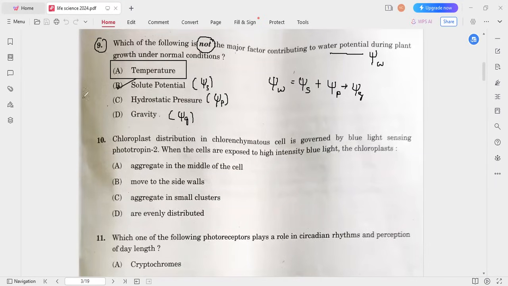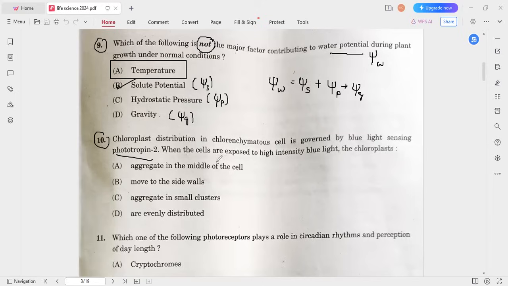So now the next question, that is the 10th question. Chloroplast distribution in a chlorenchyma cell is governed by the blue light sensing phototropin 2. When the cells are exposed to high intensity blue light, the chloroplasts are what? So here the fate of the chloroplast is being asked.